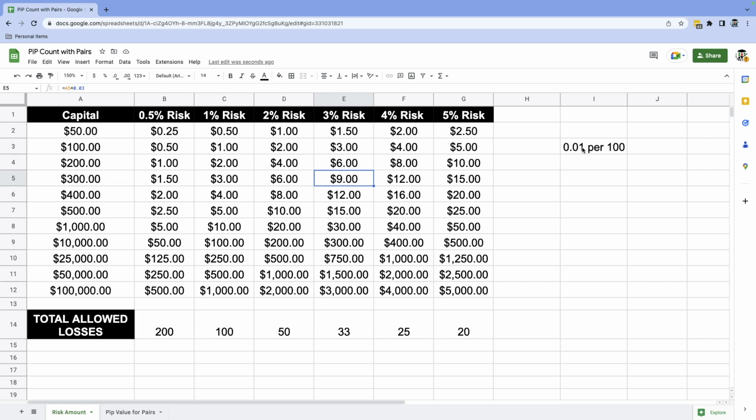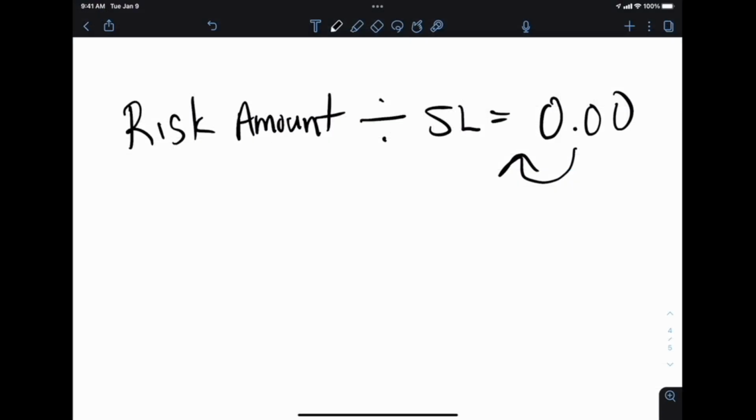Would you choose a 0.03? If your stop loss was 15 pips, would you choose a 0.03 if your stop loss was 30 pips? If it was 20 pips? I have a simple formula for you guys that'll help you see or determine your actual lot size when you're actually taking a trade. Okay, let's jump into it.